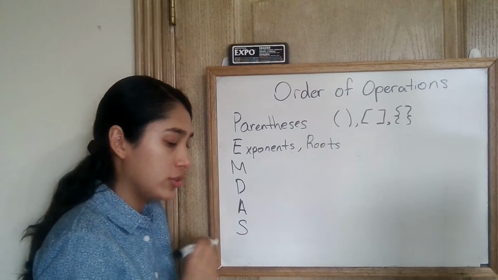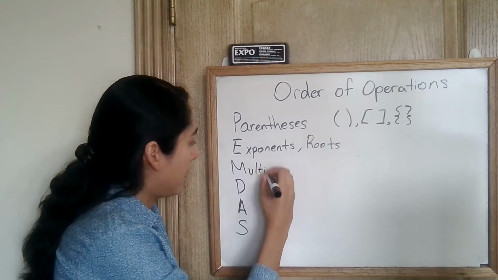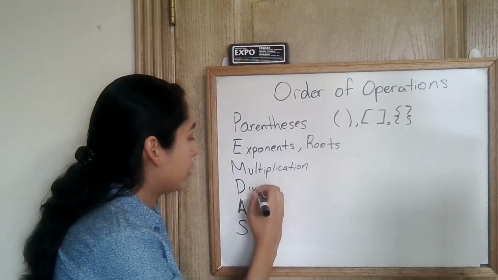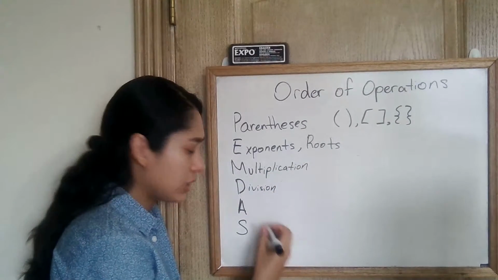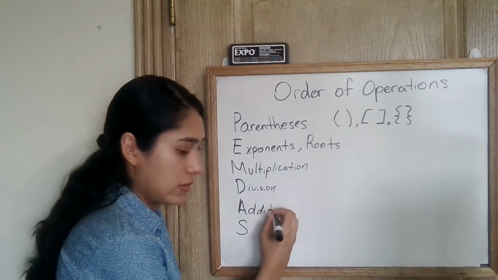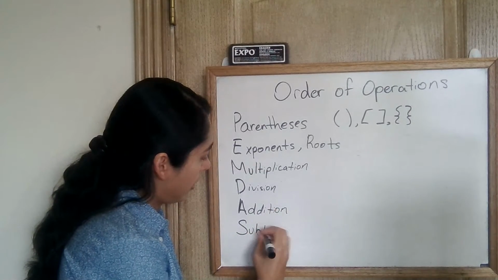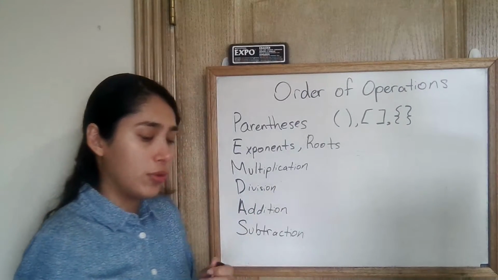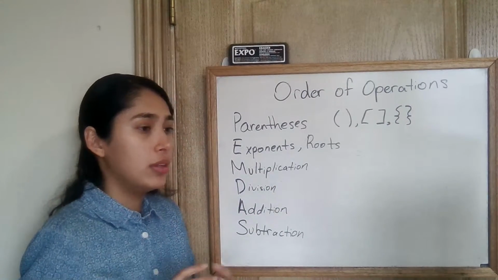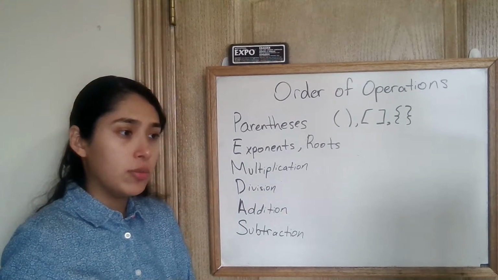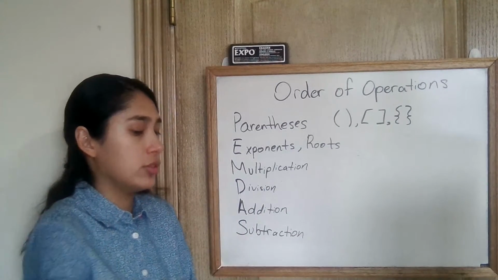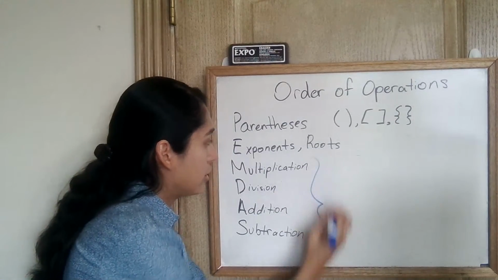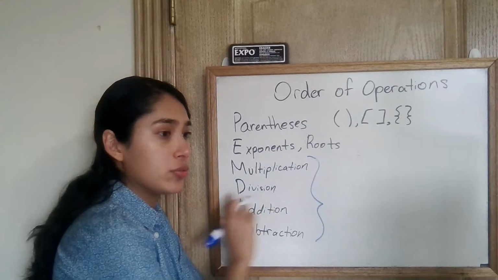Next, we have multiplication. Then we have division. Next, we have addition. Then subtraction. Now, there's another underlying rule to all this. And this is why people who don't know the rule might get a different answer. It is that multiplication, division, addition, and subtraction are performed from left to right.